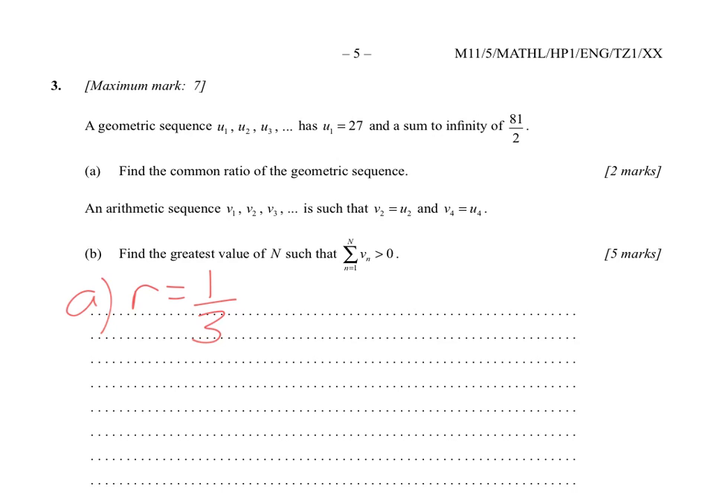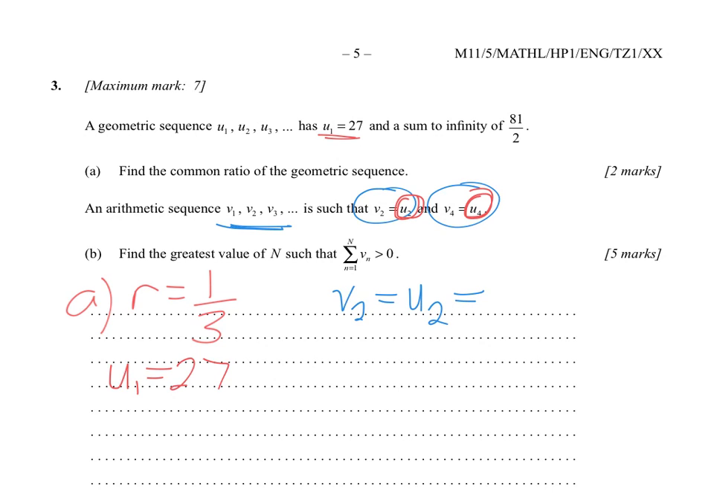Part B asks us to find the greatest value of n such that the sigma of Vn, and we're given a new sequence. We've got an arithmetic sequence which has some relationship to the geometric sequence. So our arithmetic sequence, the second term is the same as the second term of the geometric sequence. Well, I've got all the information I need about the geometric sequence. I just worked out for part A that r is a third, and I was told in the question that u1 is 27. So I can work out u2 and I can work out u4.